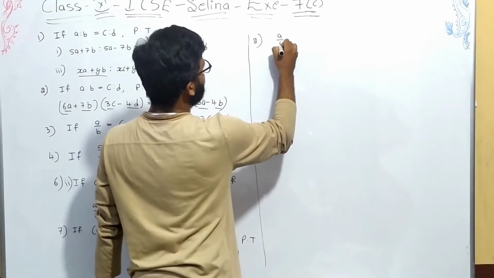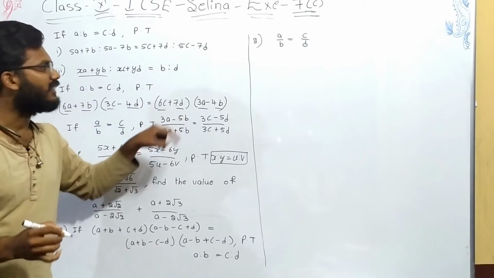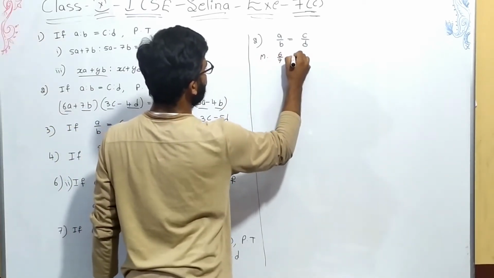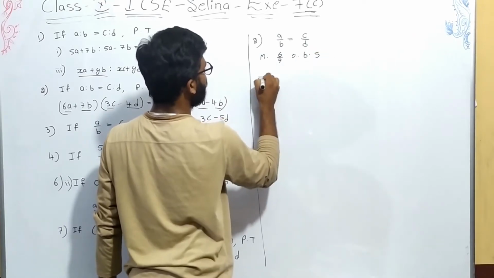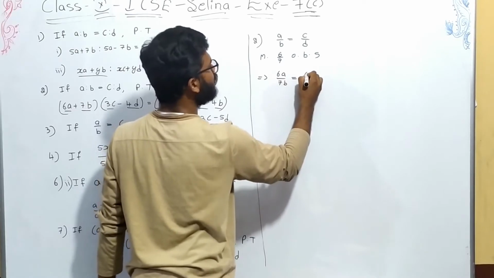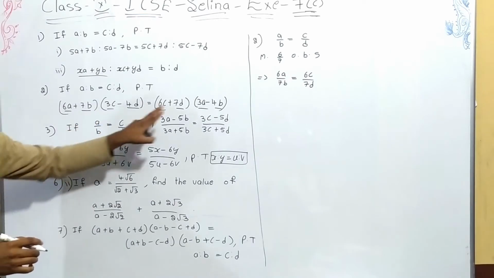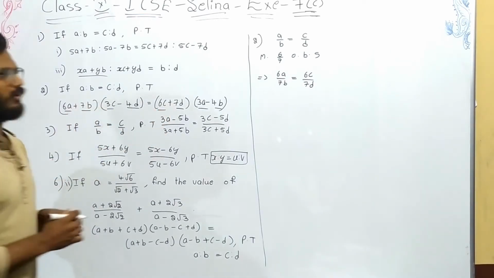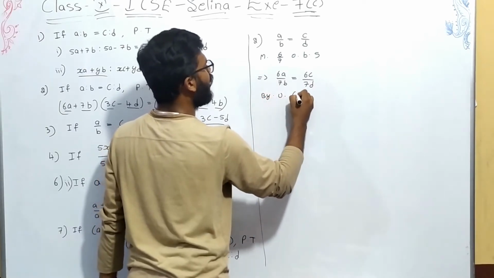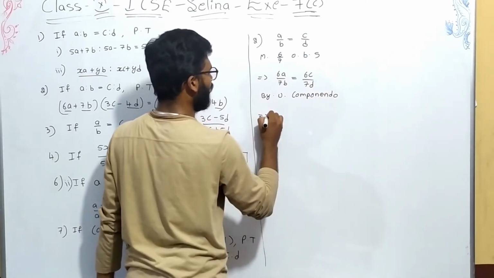So given A by B is equal to C by D. First I want 6A and 7B, 6C and 7D. So multiplying with 6 by 7 on both sides, what will I get? 6A by 7B is equal to 6C by 7D. Now I want only plus for 6 and 7. So what is plus? By using componendo, right? Componendo. What will I tell?